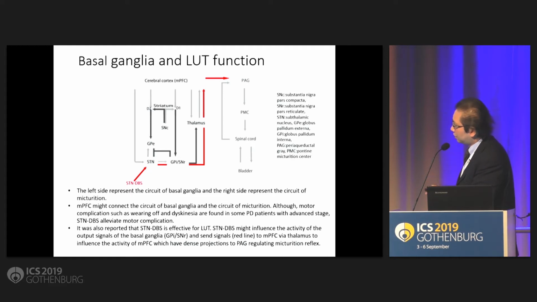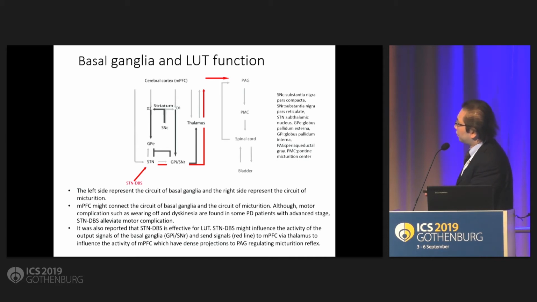The left side represents the basal ganglia circuit, and the right side shows the micturition circuit. Connections between the basal ganglia circuit and the micturition circuit are not well understood. But I hypothesize that the medial prefrontal cortex might connect the two circuits, because the medial prefrontal cortex receives the output signals of basal ganglia via thalamus.